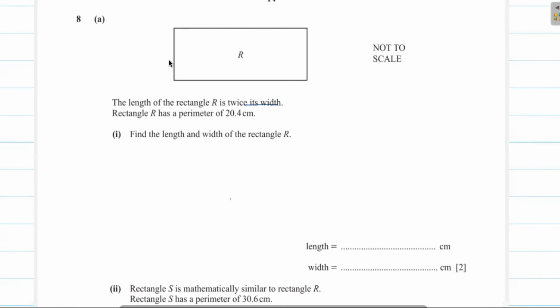Question 8, part A. The length of rectangle R is twice its width. The rectangle has a perimeter of 20.4 centimeters. Find the length and width of the rectangle. Now you see here the perimeter is equal to 20.4. Now the perimeter of a rectangle formula is 2 times length plus breadth.